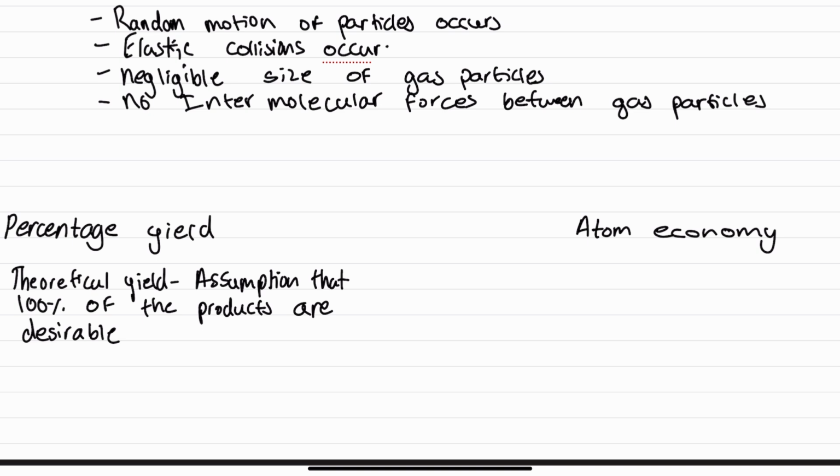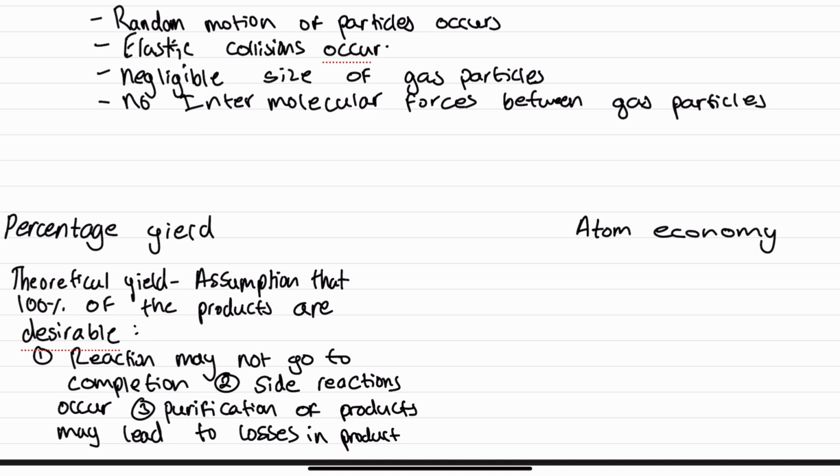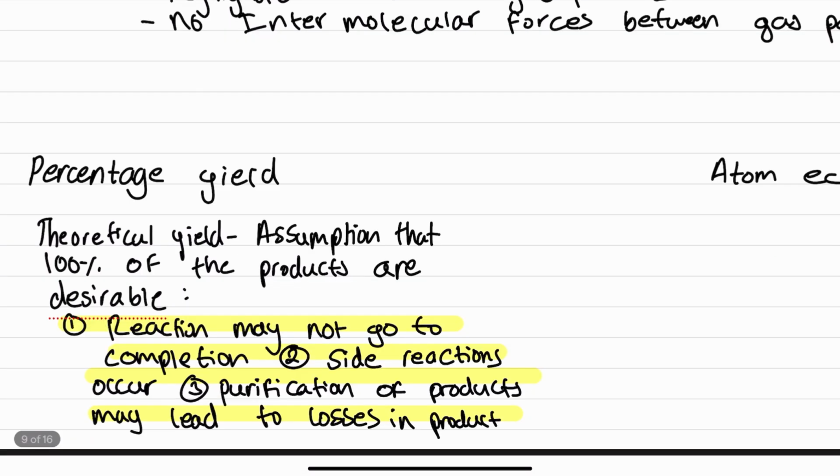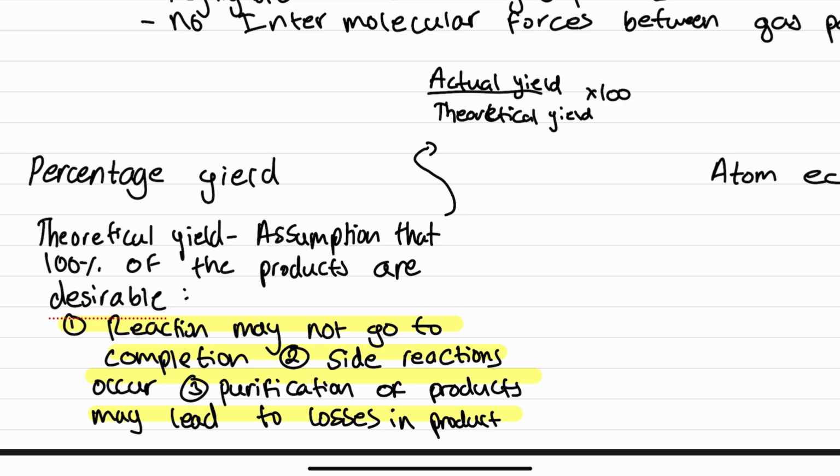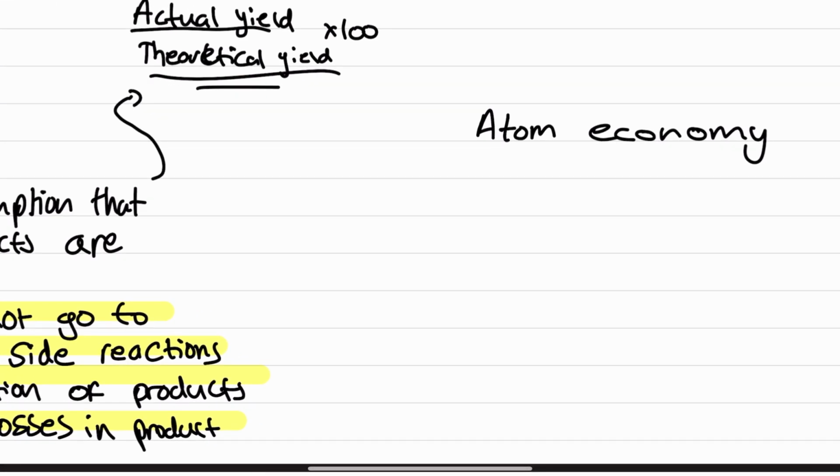Now, you also need to know why this is not possible. And this is not possible for three main reasons. Now, these are the three main reasons as to why a 100% percentage yield is impossible. You only need to say one. One is 1 mark in the exam. And now we must go through the percentage yield, which states actual yield over the theoretical yield times by 100.